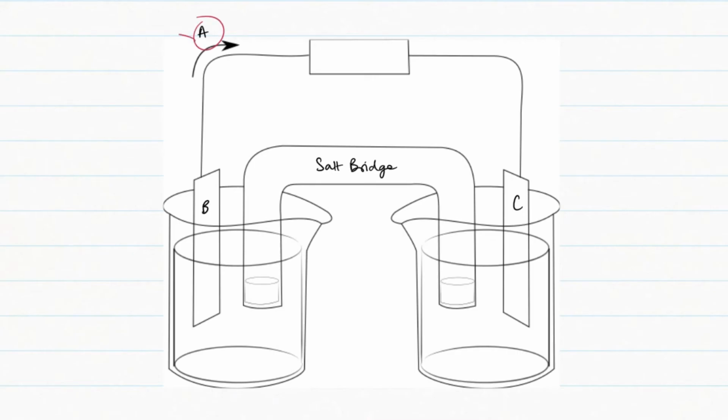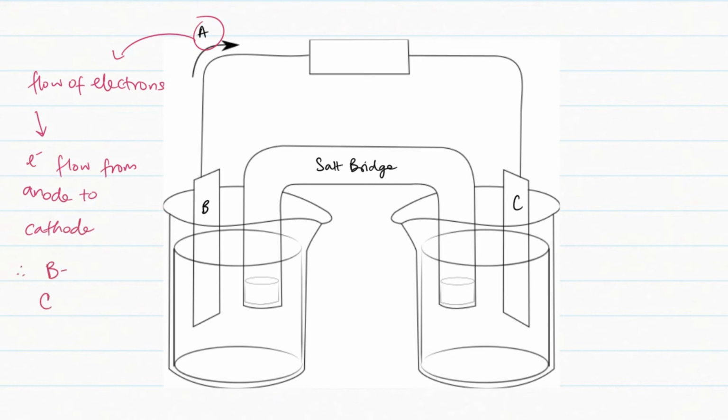First, let's take a look at the arrow. The arrow is pointing from B to C. This is indicating the flow of electrons. It is very important that we know the direction of flow of electrons because that will help us identify which one is our anode and which one is our cathode. Electrons always flow from anode to cathode. It's kind of like saying your ABCs without B. So B would be your anode and C would be your cathode.